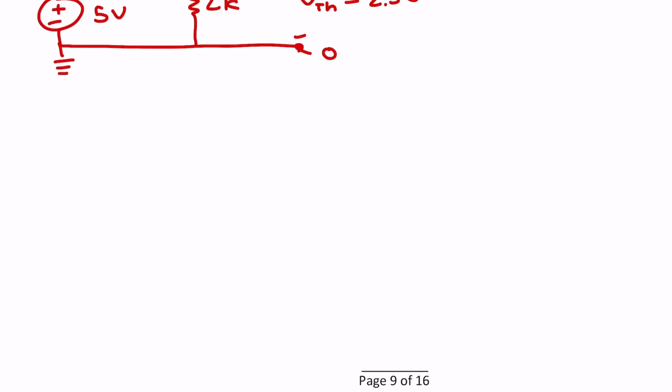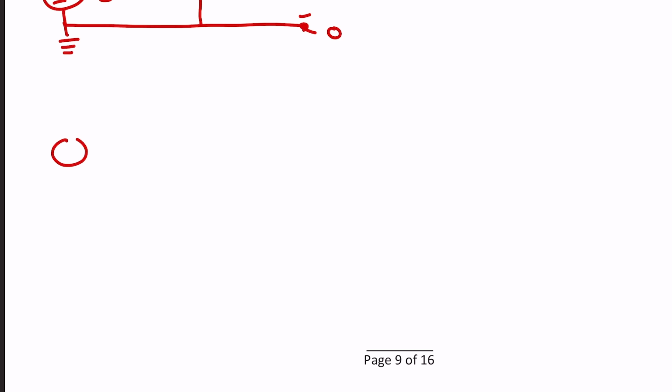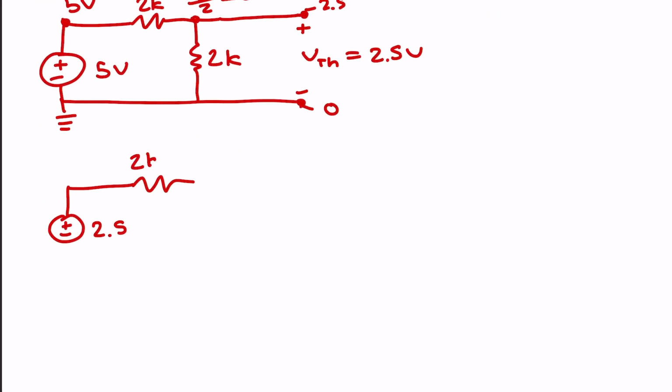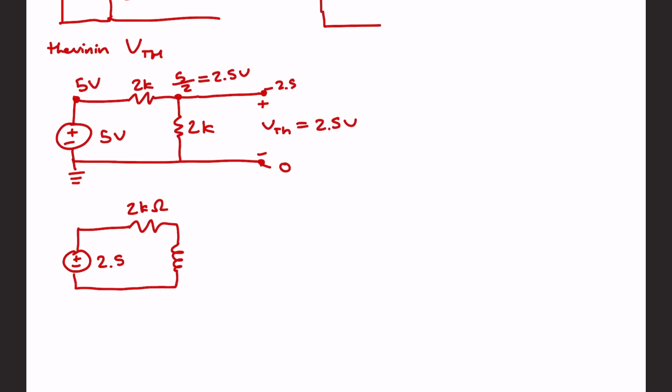Cool. So now we have our Thevenin circuit. So let's draw that out. So we have our 2.5 volts over here. We have our resistor. What was our resistor again? 2 kilo ohms. And we have our little inductor. Cool. So what do we do next?